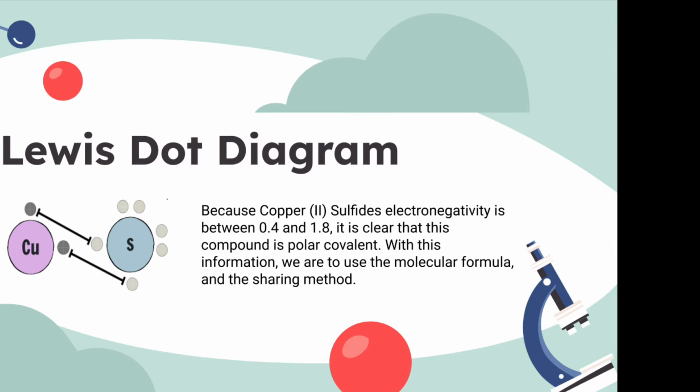Lewis dot diagram. Because copper 2 sulfide's electronegativity difference is between 0.4 and 1.8, it is clear that this compound is polar covalent. With this information, we are using the molecular formula and the sharing method.